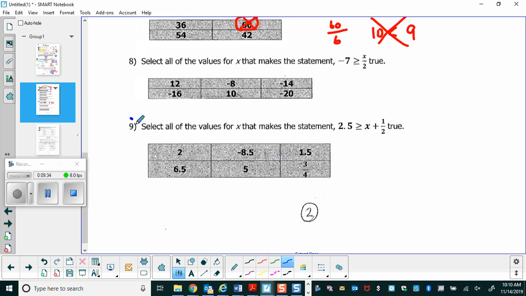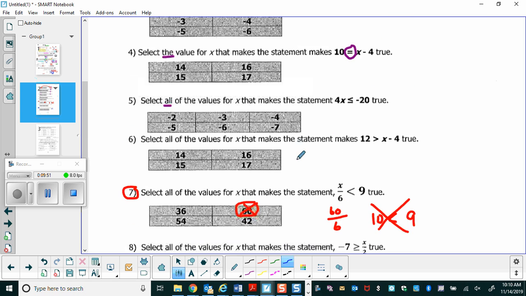Careful with number 9. If you want to just make this 1/2 a 0.5, it'd be very easy to take each of these values and just add 0.5 and see which ones are less than or equal to the 2.5 when you select. And that concludes the video on pages 1 and 2.